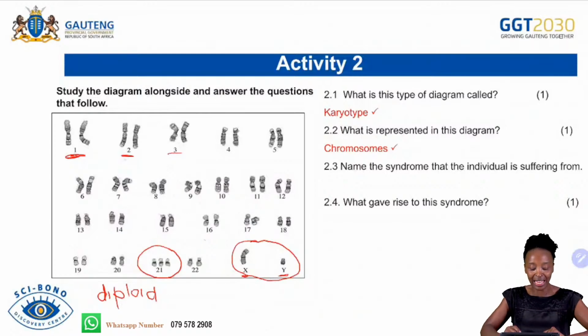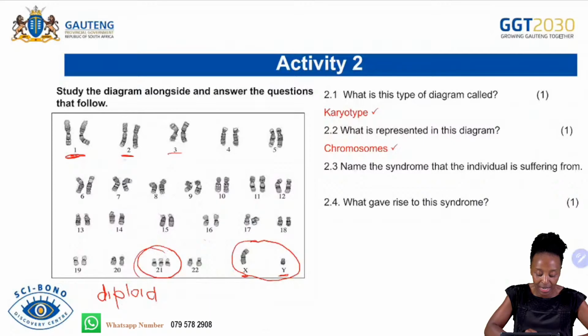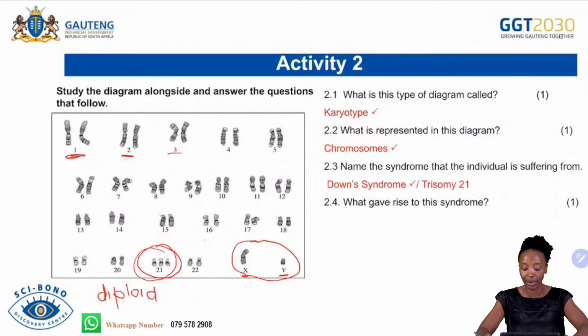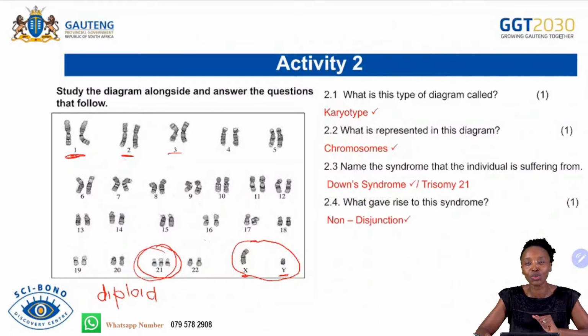Then 2.3, name the syndrome that the individual is suffering from. We did say because of what we see on chromosome number 21, there's an extra copy. So there's 3. So this syndrome that is shown here is Down syndrome or trisomy 21. Then the next question says, what gives rise to the syndrome? Again, what gives rise to the syndrome is non-disjunction. It's what? The failure to separate.